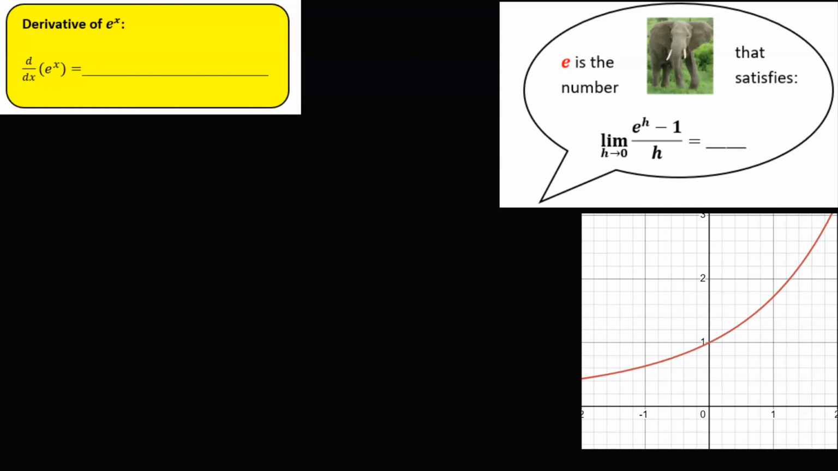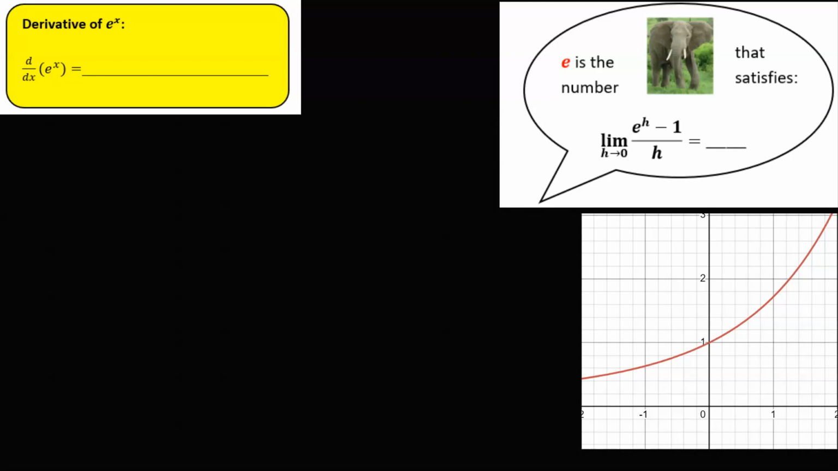In this video, we will be talking about the derivative of e to the x. Okay, so the question we are asking here is, what is the derivative of e to the x? Now, in order to do that, we need to understand what e is.